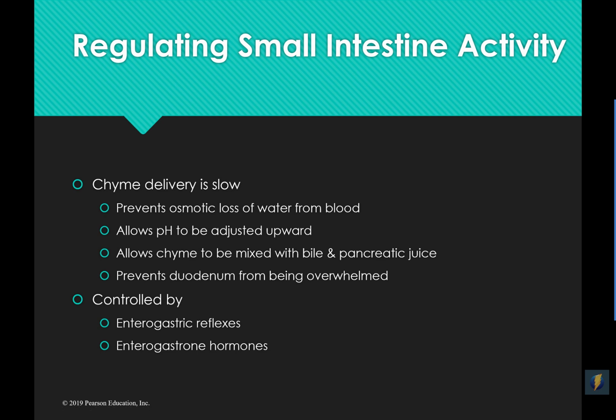Chyme delivery from the stomach into the small intestine is quite slow. You would not want all of the food from your stomach to immediately go into the small intestine because it's hypertonic. It would essentially suck all the water from your blood. You also need to adjust the pH upward because it's too acidic. You want lots of time for the chyme to mix with the bile and the juices from the pancreas, and you really don't want that first part of the small intestine to be overwhelmed.